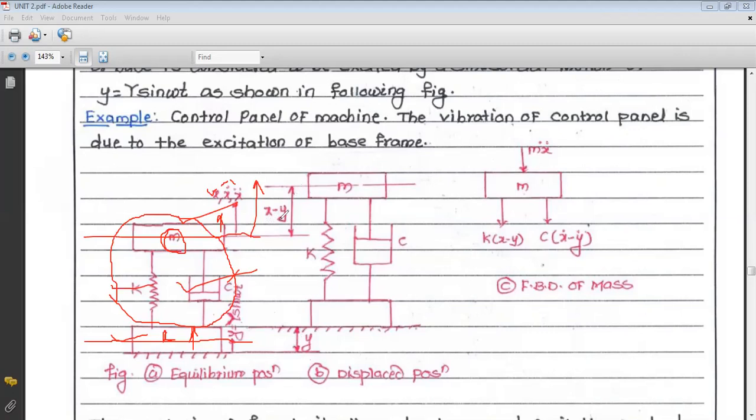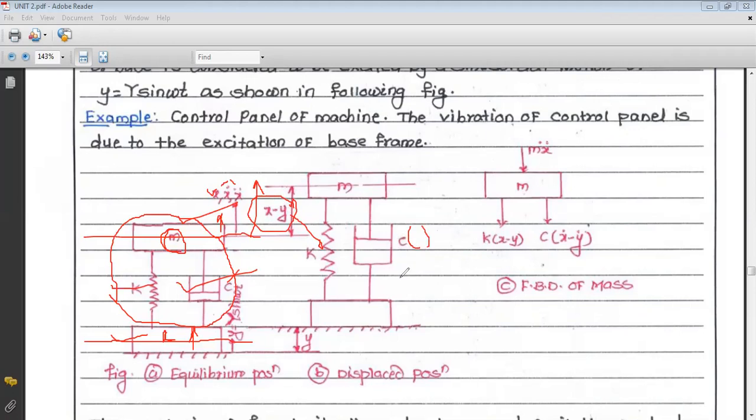This is the total vertical displacement in the vertical direction. So this is x minus y. Now, this is the total vertical displacement, so the spring force is also k into the total vertical displacement, that is k into x minus y. And again, the damping force is nothing but the damping coefficient into velocity, so c into x dot minus y dot. So this is the damping force in that direction.